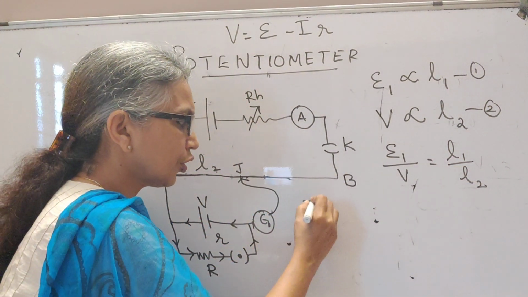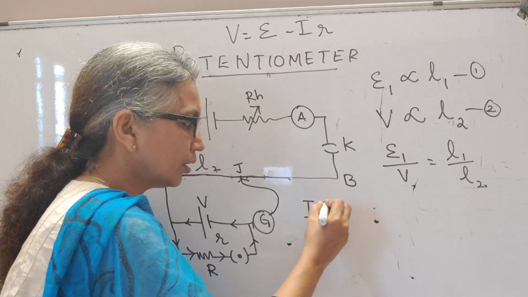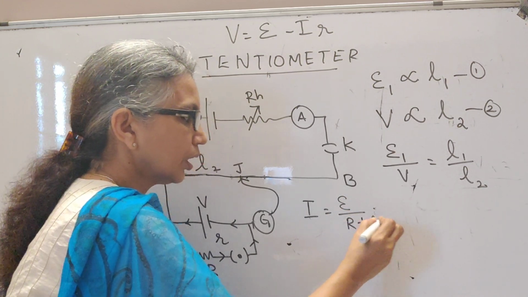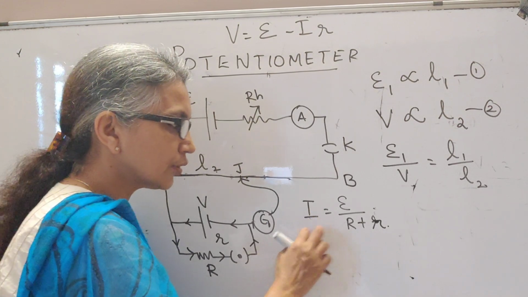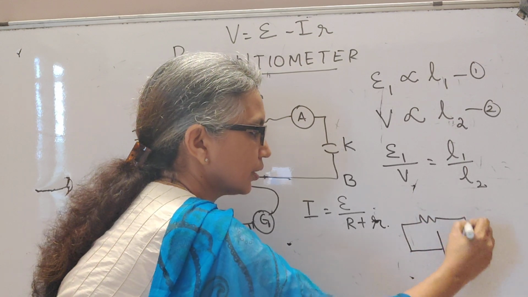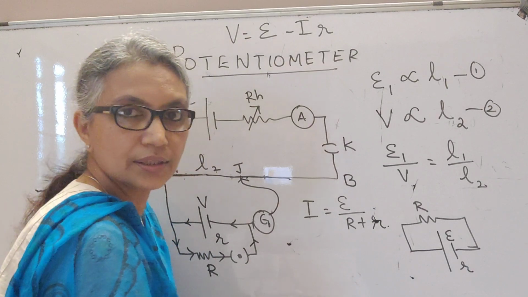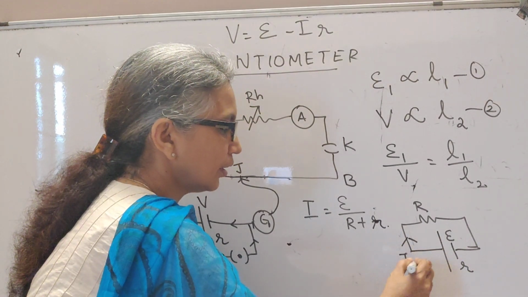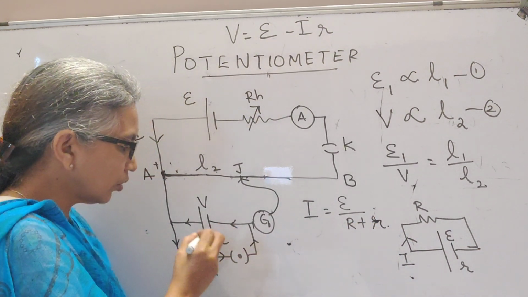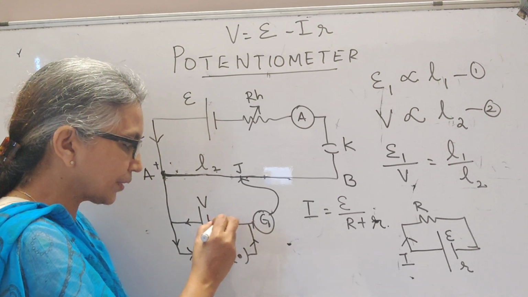This E1, remember this formula that I taught you in the last session, not the last one, the second part: E by R plus small r. Now do you remember that this was for a given cell? Suppose you have a cell like this connected to an external resistance R. This one's EMF is E and this is internal resistance r. Then the current I in that circuit is given by E by R plus r. So here we have our cell which is connected to this external resistance capital R.